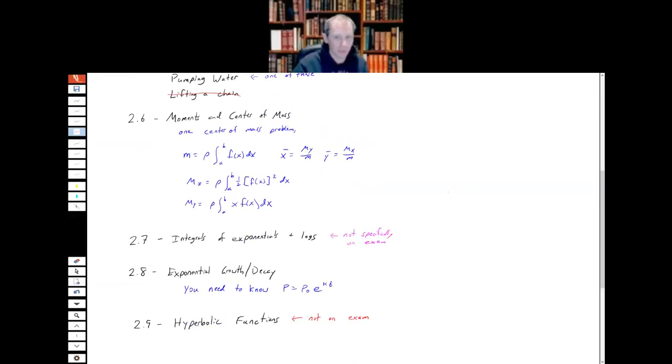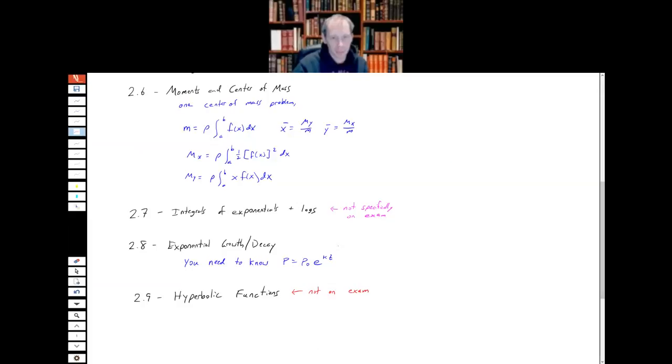For 2.7, the idea is that integrals of exponentials and logs sometimes come up in section 2.8. So when I say it's not specifically on the exam, what I mean is you won't have a question that says, take the integral of this, right? It's just that you end up using it in 2.8. So it'll just be one question that'll cover both, I guess.